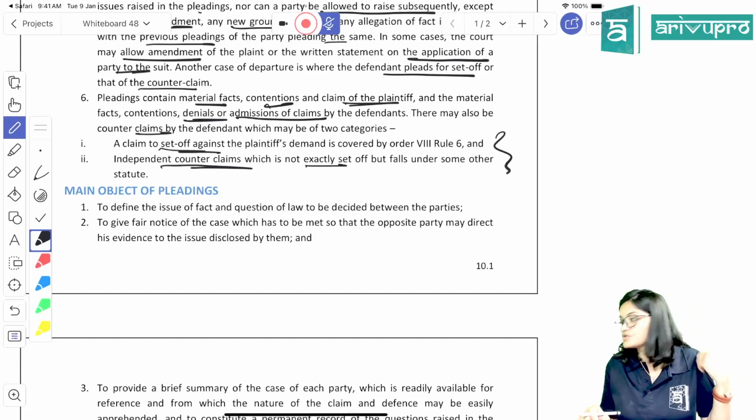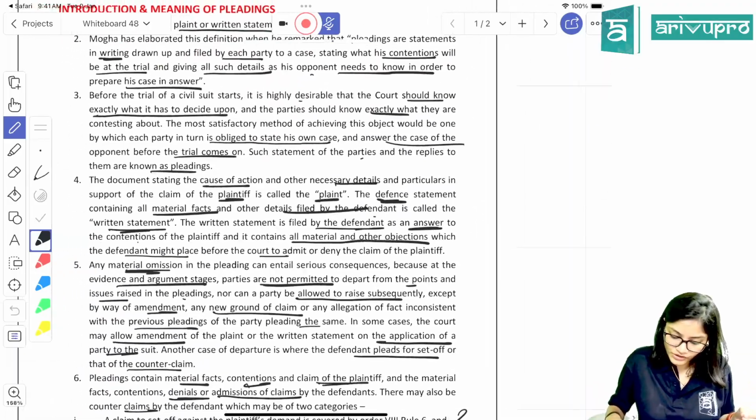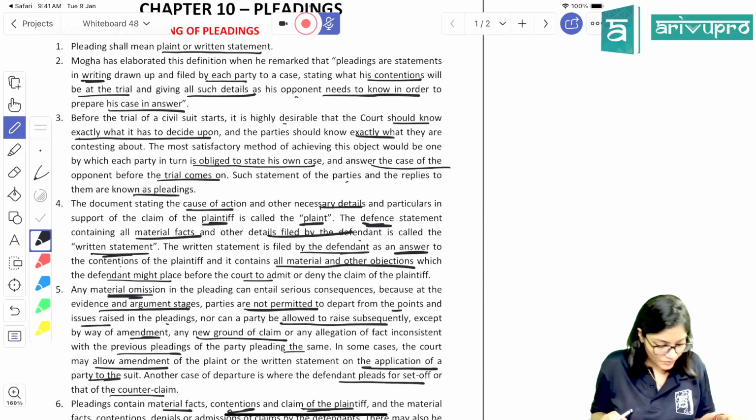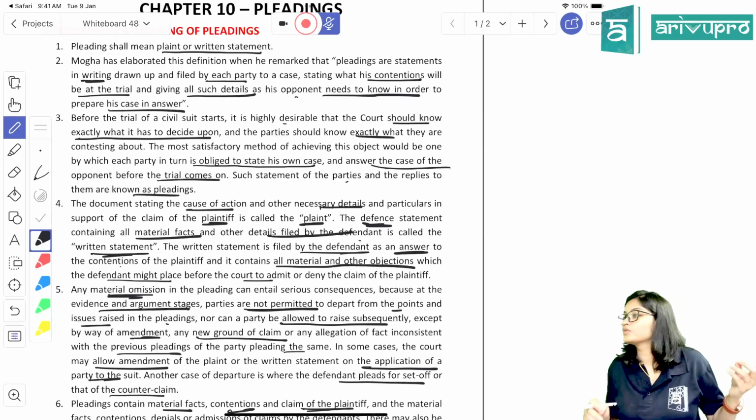Done. So what is pleading? Pleadings are nothing but, so this is basically an introduction given to you. What are pleadings? Pleadings mean a plain or written statement. It is a document through which what?